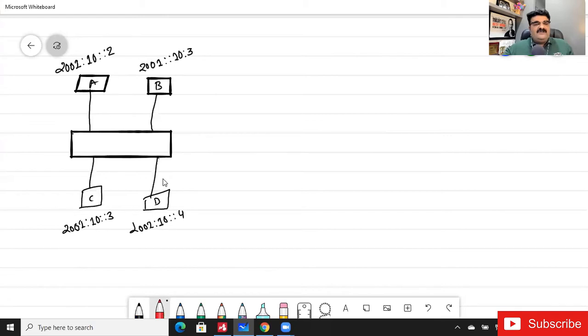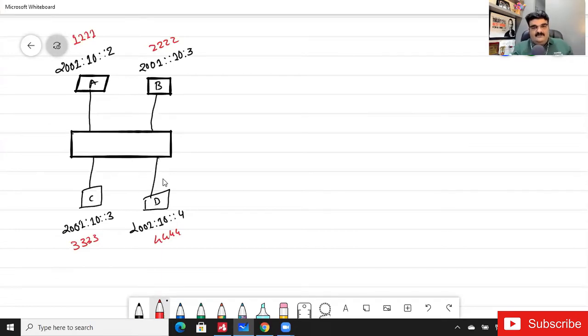Okay, so it will be like, I'm just going to type random addresses like 1111. The MAC address of A is 1111. The MAC address of B is 222. The MAC address of C is 333, and the MAC address of D is 444. Yeah, it is random.